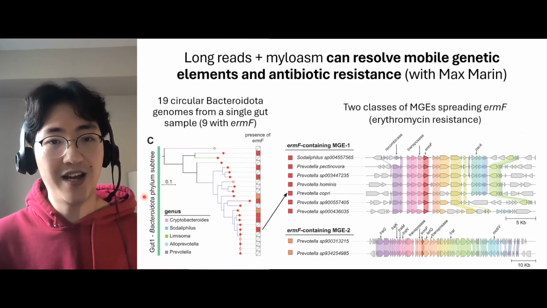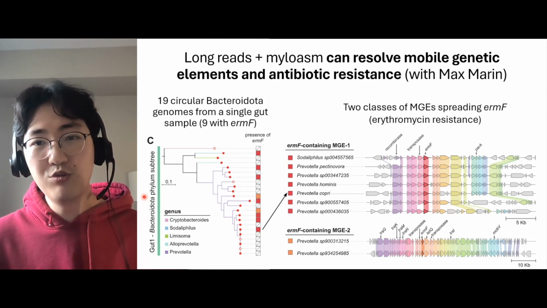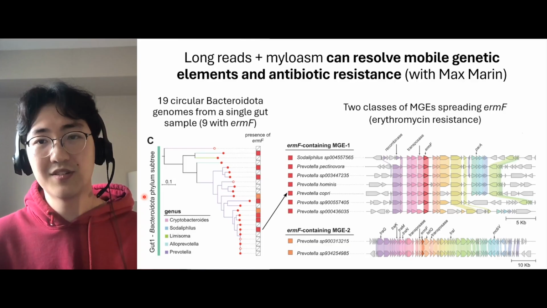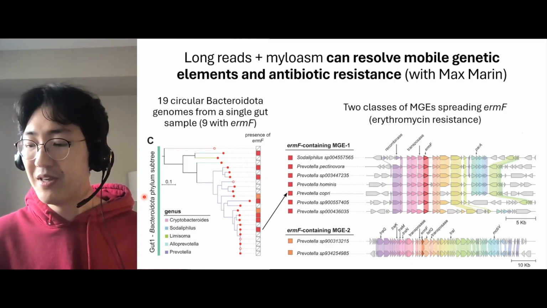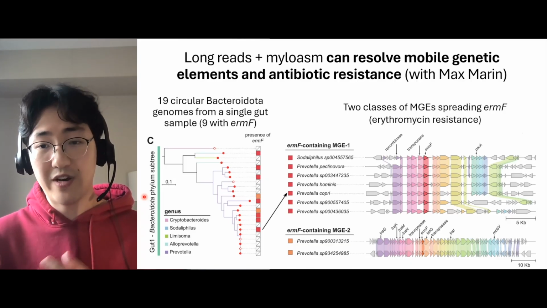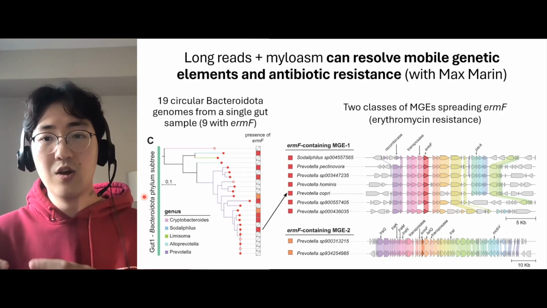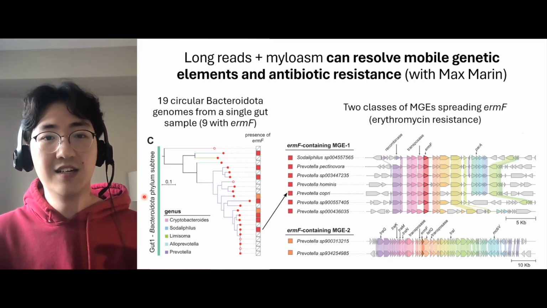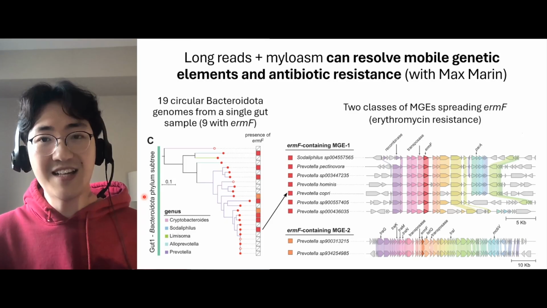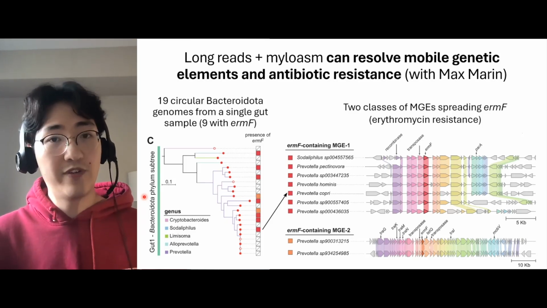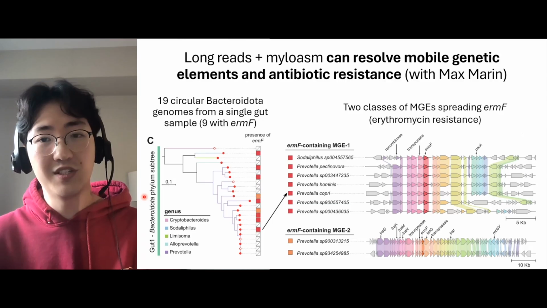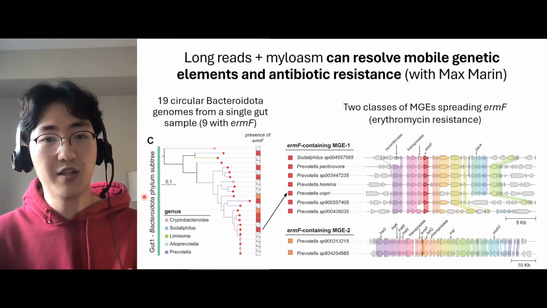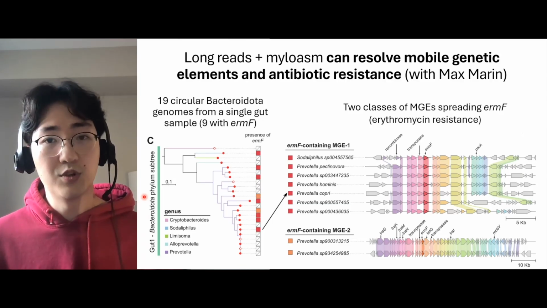And upon closer analysis, what we found was that there were 2 classes of mobile genetic elements spreading this ermF gene. But because we had long reads and this was a very difficult region to assemble, with Myloasm, we could actually assemble the genetic context of these MGEs and found that there's two classes of MGEs spreading this resistance, right? So we found with previous tools, there were difficulties resolving this complicated locus. So this was very cool.